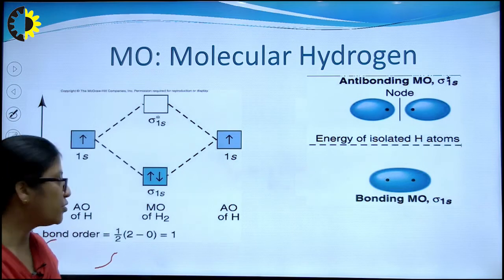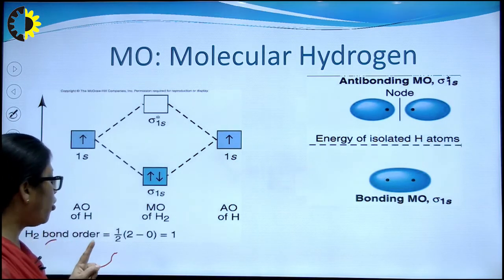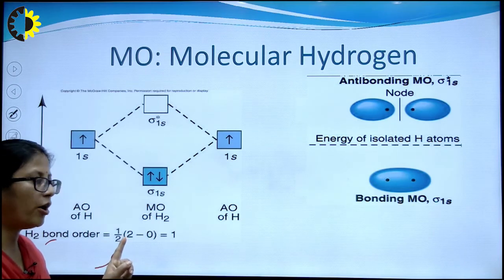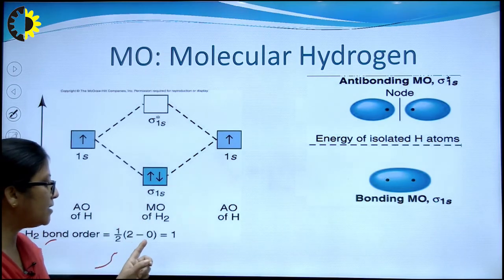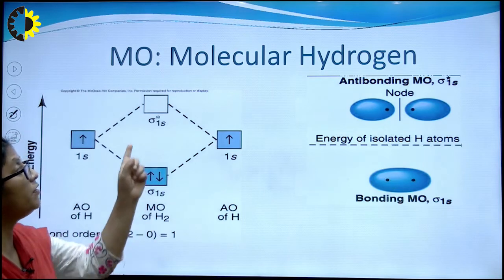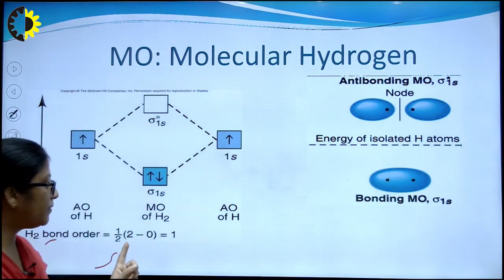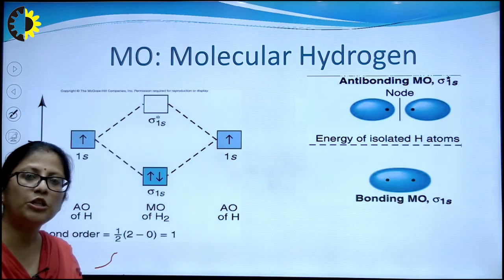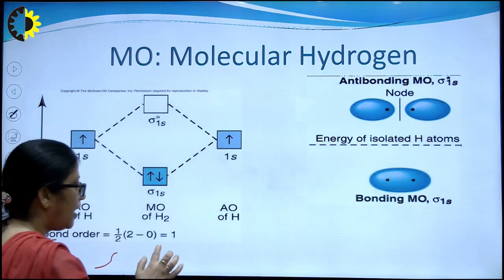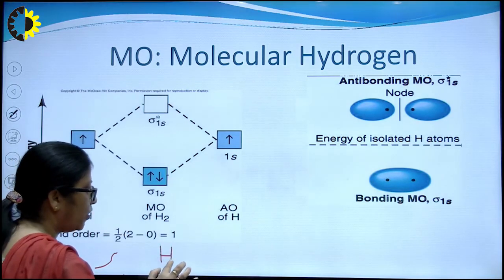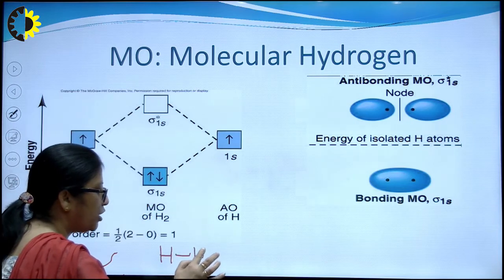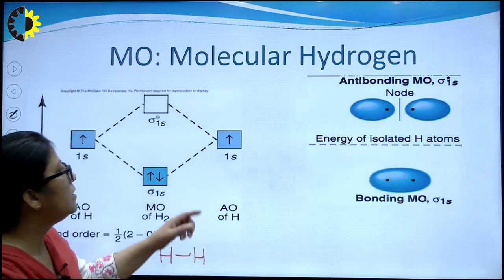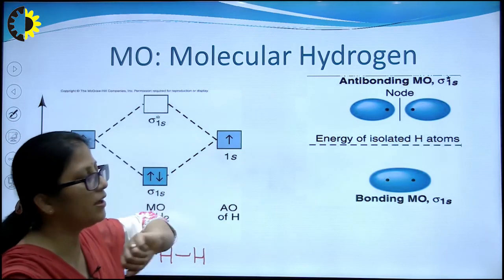empty. So, the H2 bond order is calculated as the number of electrons in the bonding, which is 2, minus the number of electrons in the anti-bonding, which is empty, that is 0, divided by 2, which is equal to 1. This means that between the two hydrogen atoms there exists a single bond, or the two hydrogen atoms are joined together by a single bond. These are the various energies which are given.